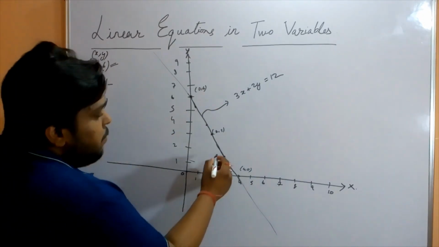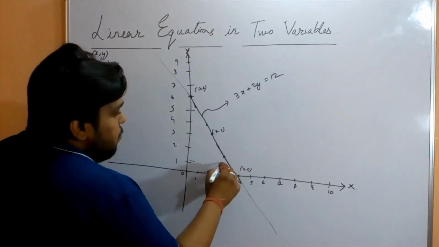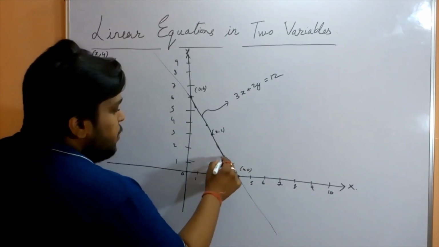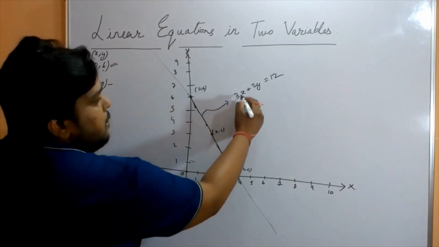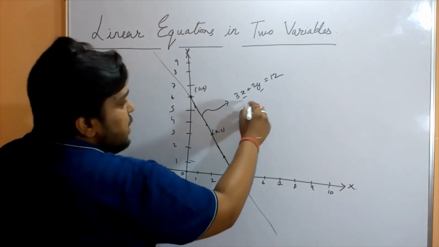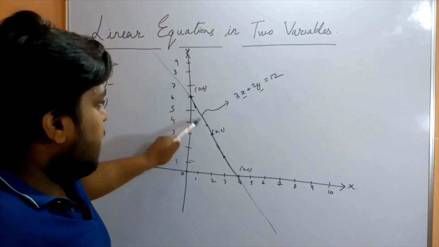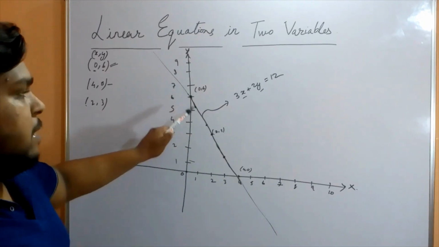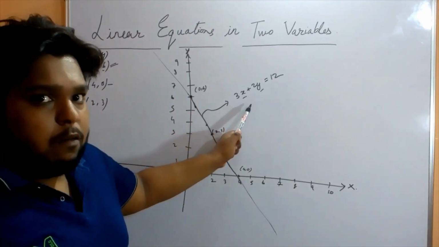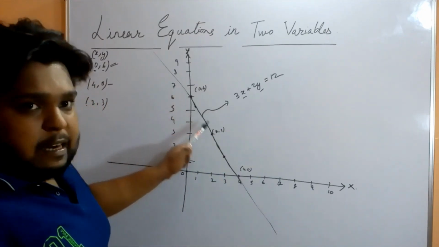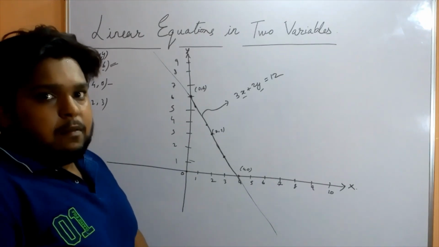Because if we take any point here and put the location of this point in this equation, it will satisfy the equation. Which means if this is the line formed by joining the solutions, then this line is the equation, and any point on the given line will be a solution of the equation.